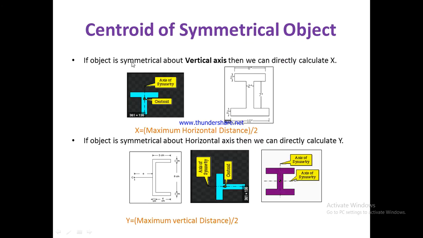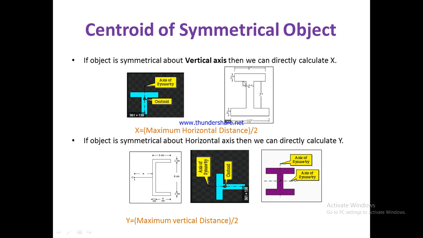So just see, if the object is symmetrical about the vertical axis, here is the T section and I section. For the T section, the axis of symmetry is like this, and the centroid will lie on this axis only. Means whatever the x bar will be, x bar is equal to the maximum horizontal distance divided by 2. Means if the maximum horizontal distance is 10, then 10 by 2 will be your x bar, that is 5 is your x bar.